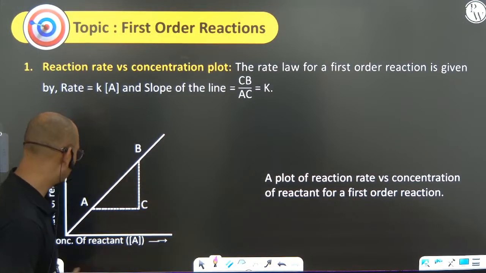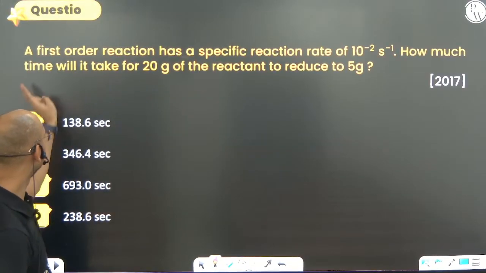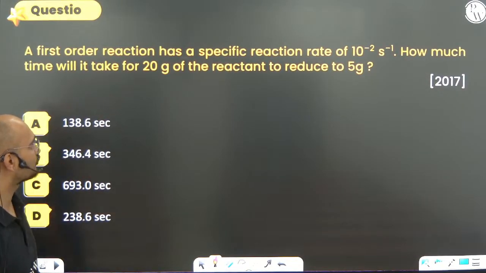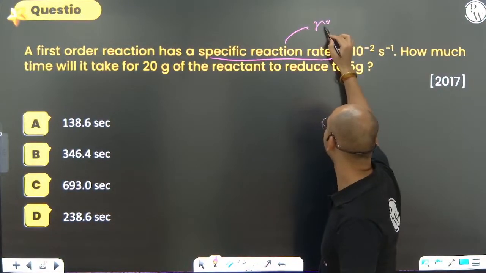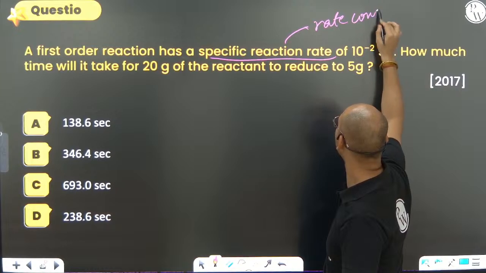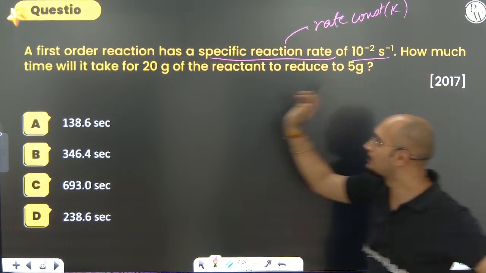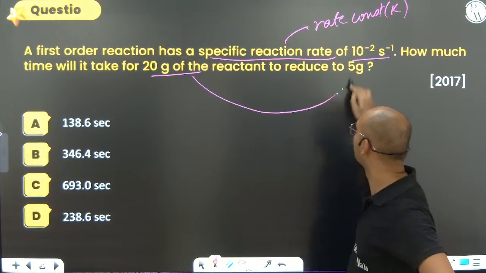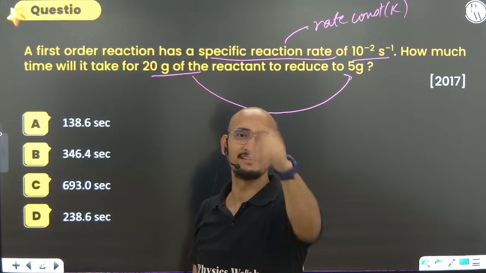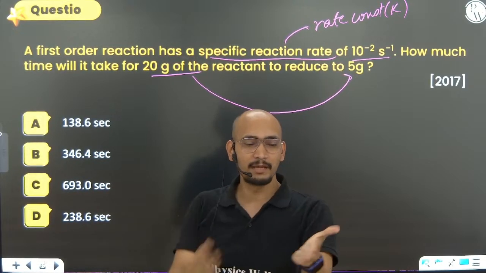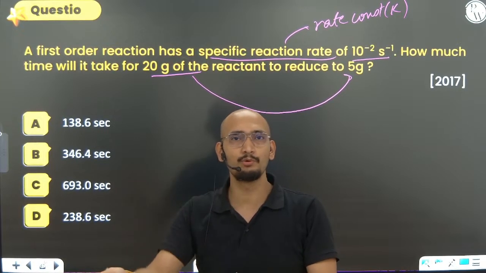For first order reaction there are some graphs given. I hope we have already covered it. Not a big deal, move ahead. A first order reaction has a specific reaction rate. Specific reaction rate means it is telling about the rate constant, k, which is 10 to the power minus 2. How much time will it take for 20 gram to reduce to 5 gram? Always remember, for first order reaction T half is constant. So becoming 20 to 10 takes the same time, 10 to 5 the same time, 5 to 2.5 the same time.